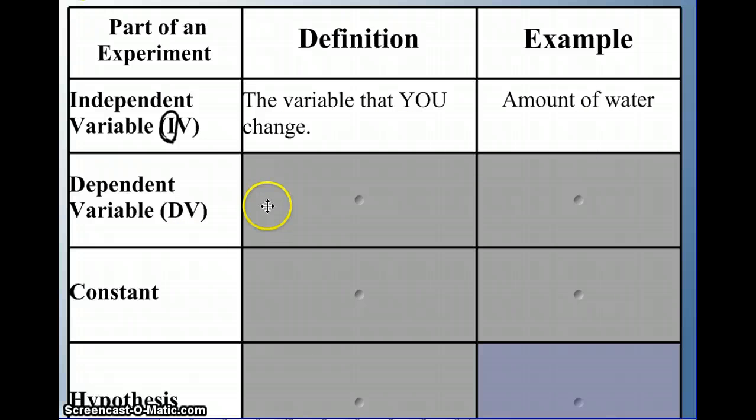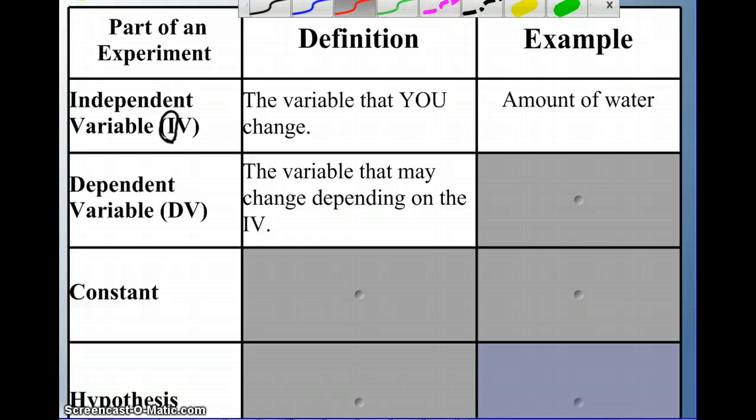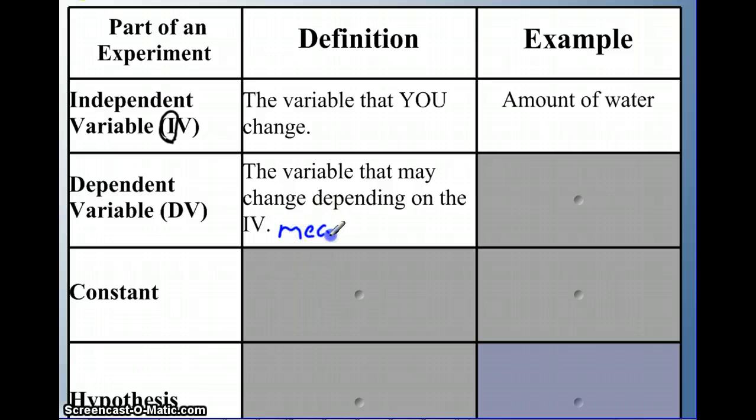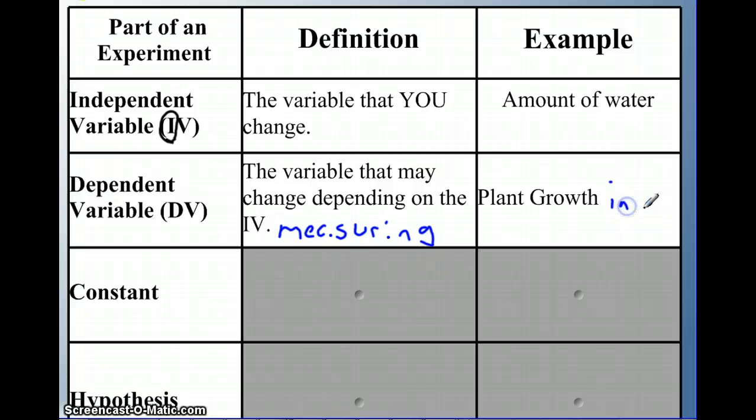The dependent variable. The dependent variable is the variable that may change depending on the independent variable. I would also add to that it is the variable that you are measuring. Okay, so anytime you're measuring something, that oftentimes is the dependent variable. Can't say always, but often. Example in our question, dependent variable is the plant growth in centimeters. You need to add to that, in centimeters. Okay, so in your notes, you should describe there what's the difference between an independent and dependent variable.